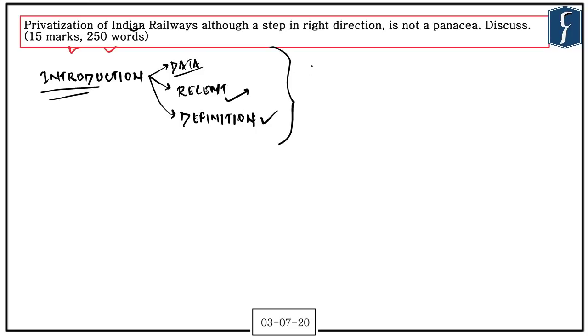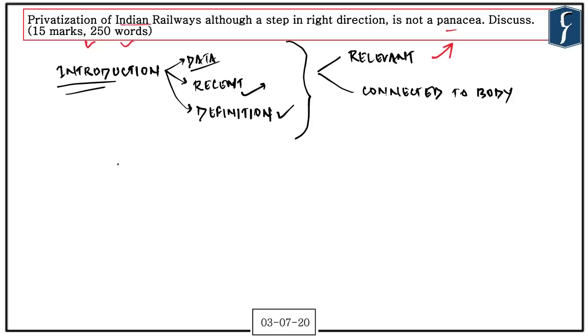But one thing that is important is that the introduction should be relevant, and it should lay the grounds for the body part. Then moving to the body part, the heading of the body part can take inspiration directly from the question by saying the benefits of privatization of Indian Railways. And you can directly mention the points which we have discussed, either in the form of a flowchart or in the form of a paragraph, whatever it may be.